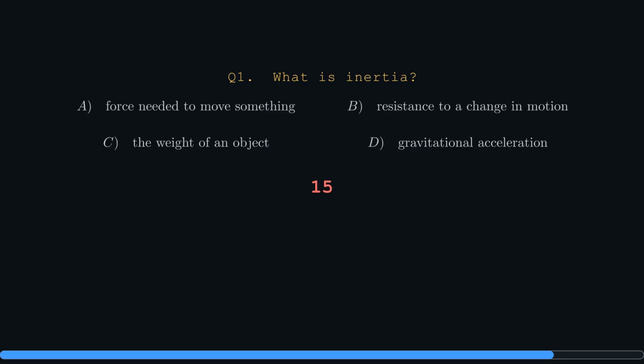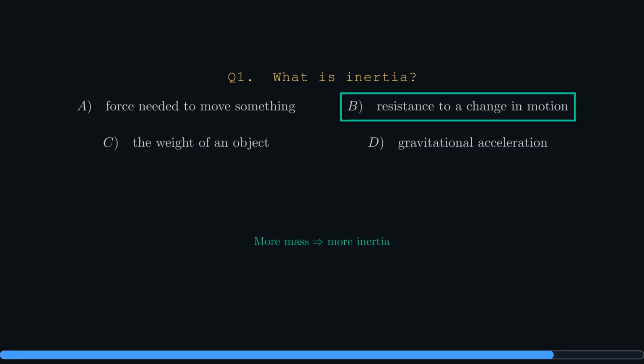Question 1. What is inertia? The answer is B, an object's resistance to a change in motion.